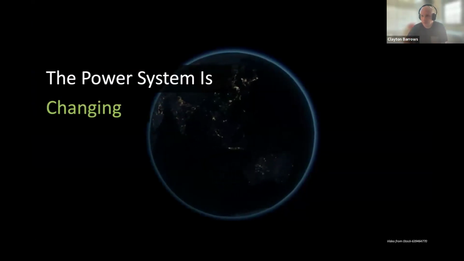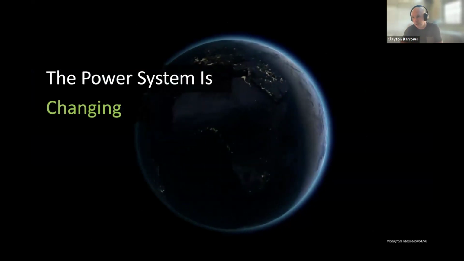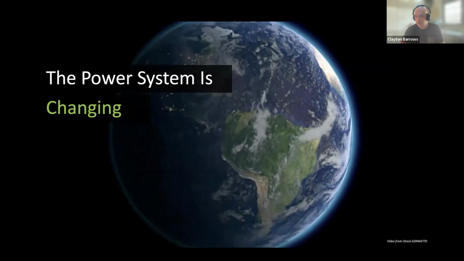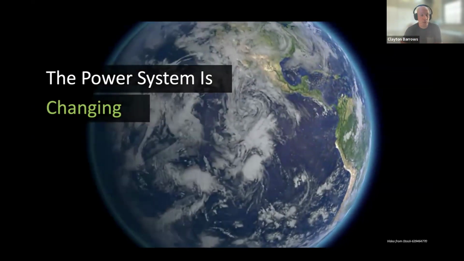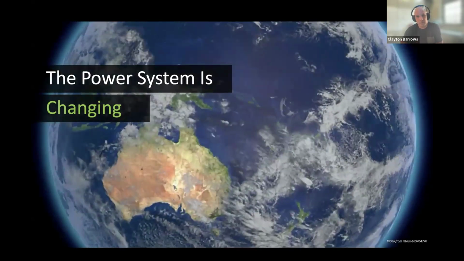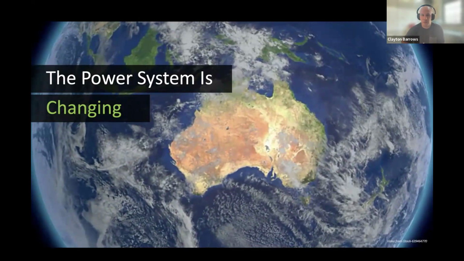So the power systems are changing. There are new sets of resources coming online. Those resources expose new opportunities to create a more sustainable grid, but they also create new challenges. So many of the resources coming online are variable. They have new sources of uncertainty associated with operating them, and there's many more of them in many cases.